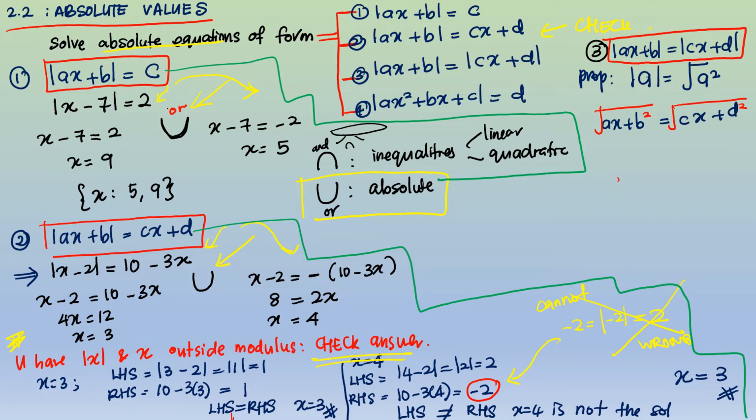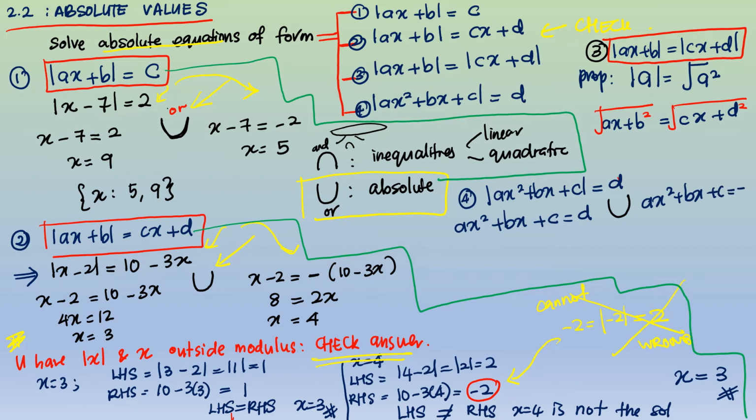Alright, and the last one we have number 4. Form number 4, we have modulus ax squared plus bx plus c equal to d. So it is just the same as before, we just separate it into 2 parts, equal to d, with the symbol union, or, because it is absolute, equal to negative d, and you just solve your answer.